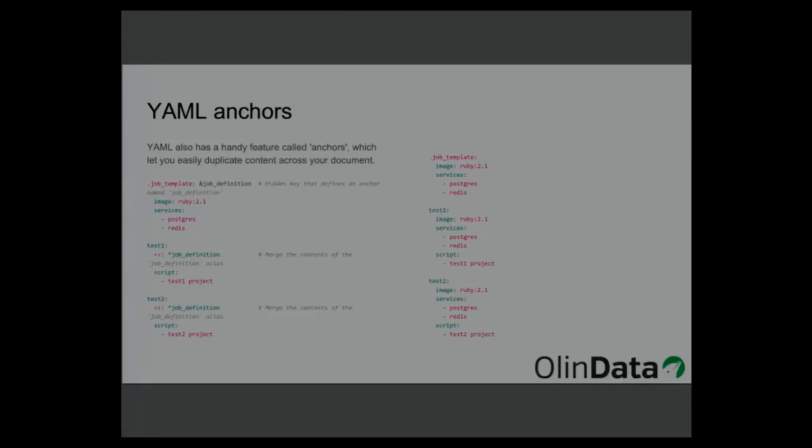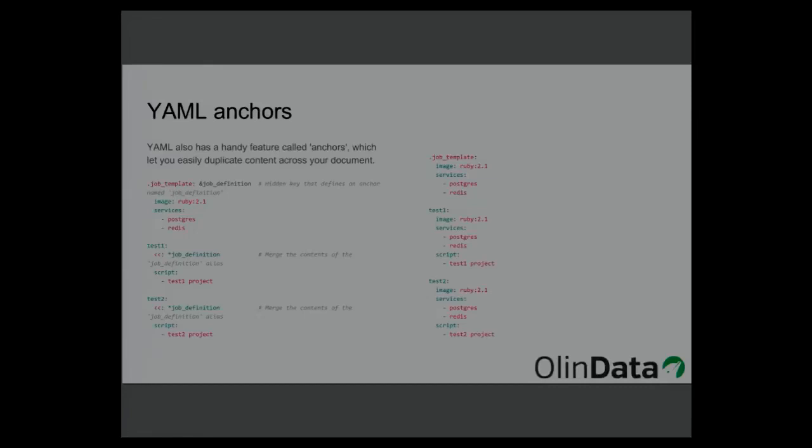But depending on what you're doing and how much duplication of stuff you have in your GitLab CI file, this might become useful. So this stuff here on the left is equal to this stuff on the right. And this is purely on a YAML level, so GitLab CI doesn't really have anything to do with this. It's just a trick that you can use to have some deduplication in your GitLab CI file.